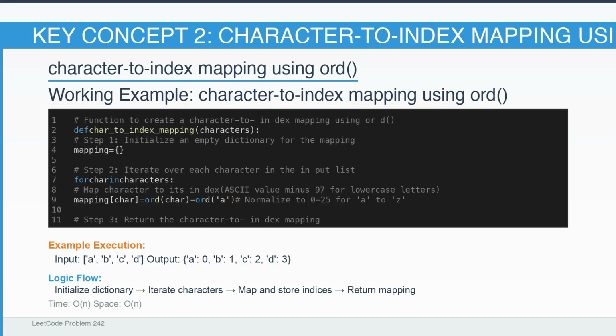Next, we iterate over each character in our input list. For each character, we use the ord function to get its ASCII value. By subtracting the ASCII value of a, we normalize the index to a range of 0 to 25, where a is 0, b is 1, and so on. Finally, we return the completed mapping. For example, with the input list of a, b, c, d, our output will be a dictionary showing a:0, b:1, c:2, d:3. This method efficiently translates characters into their respective positions, which can be very useful in various programming scenarios.